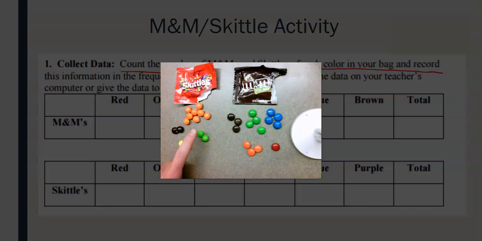And then over here in my Skittles, I have 1, 2, 3, 4, 5, 6, 7, 8 oranges, 2 greens, 2 yellows, and 2 purples. These are purple. They look kind of brown. Those are purple Skittles. So this is my little experiment. These are my 2 bags of M&Ms and Skittles and how many of each color that I have here.